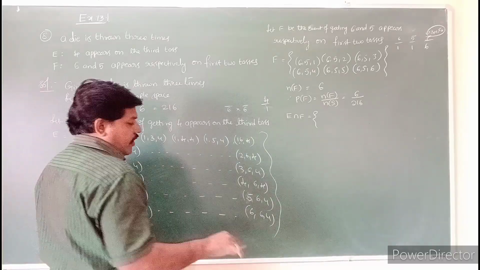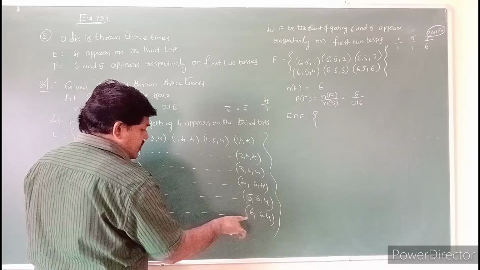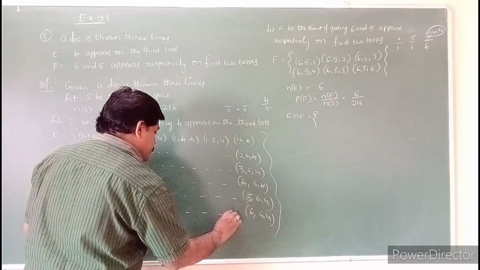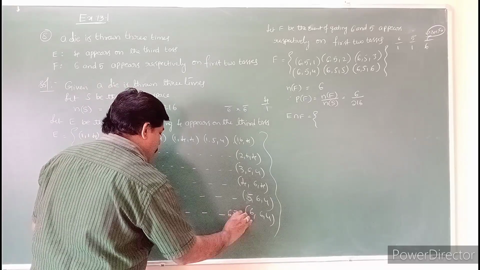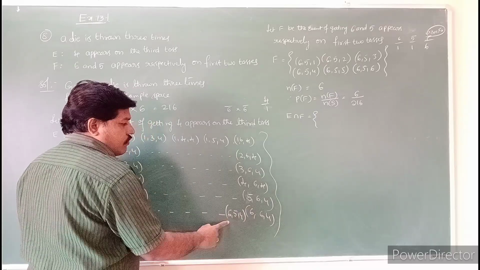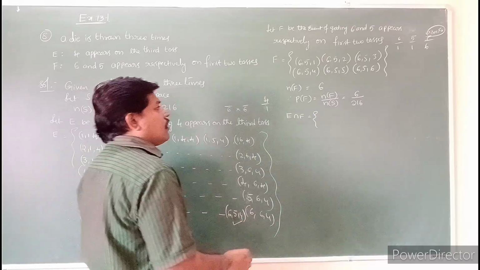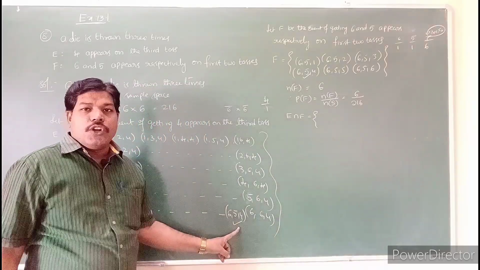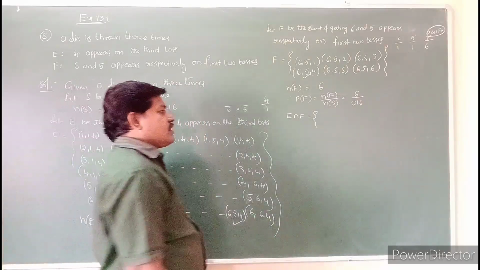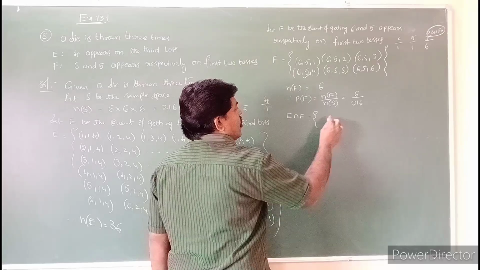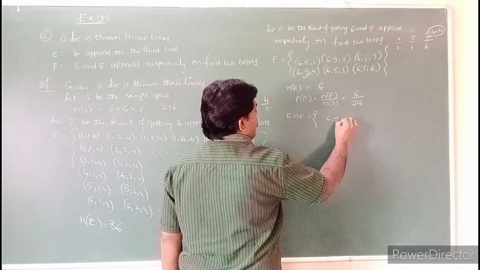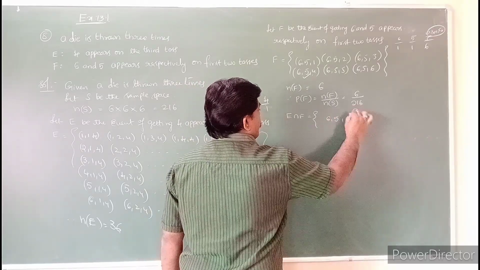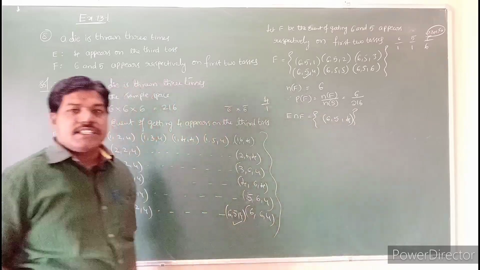So 6, 5, 4 is the only common term here. 6, 5, 4 and 6, 5, 4 is the common term. Only one event is there. So in the intersection you will get only 6, 5, 4.